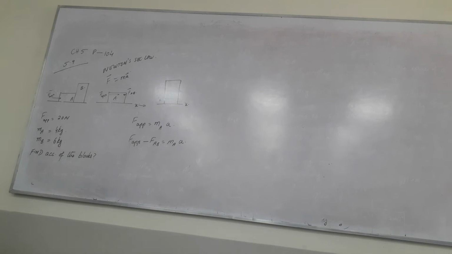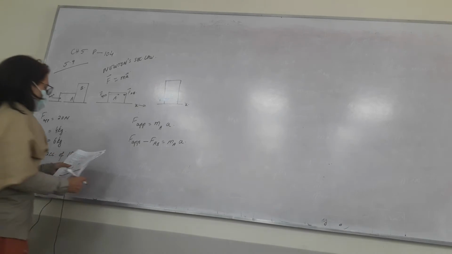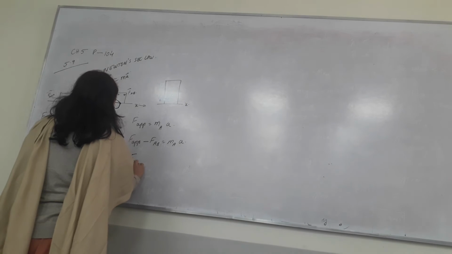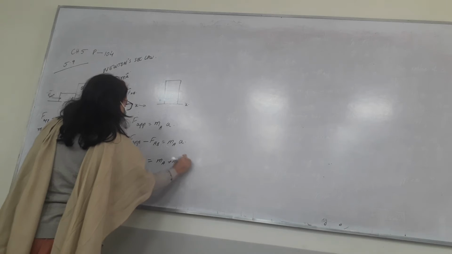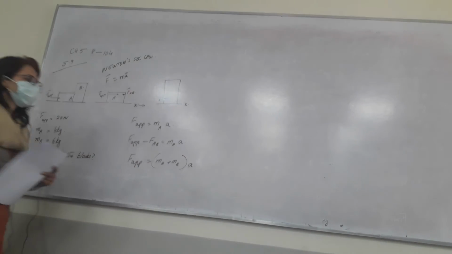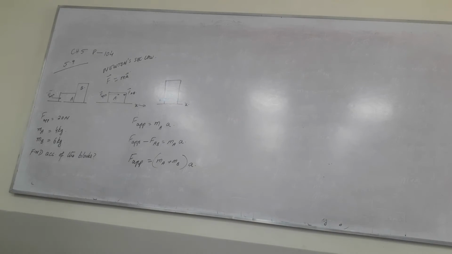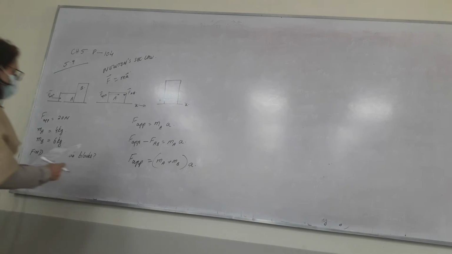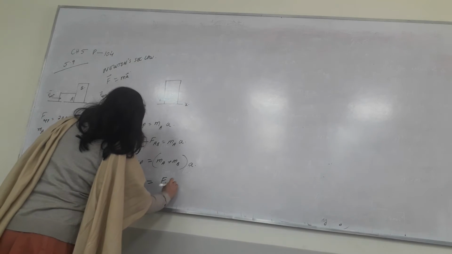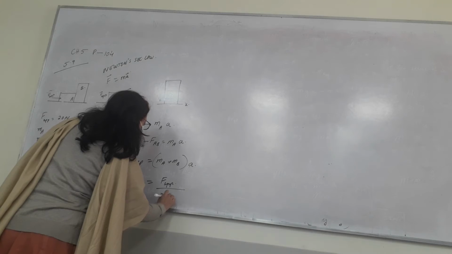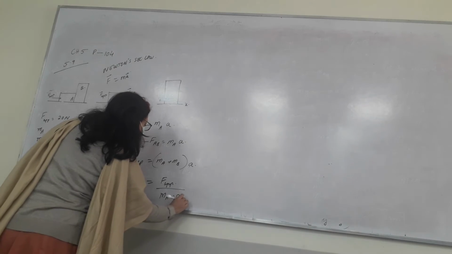Now F applied, in this case, is acting on both blocks. So therefore we have to say that F applied is equal to MA plus MB multiplied by a. So this is the equation that we are going to use. And in this case we will have the acceleration a is equal to F applied divided by MA plus MB.